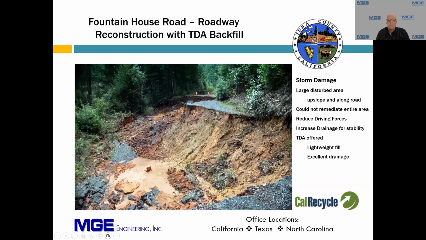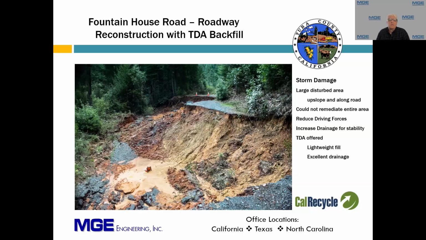So this is where the road failed, but this was part of a much larger landslide mass that went upslope from the roadway grade. Because of the size of the landslide at Fountain House Road, we weren't able to remediate the entire landslide mass. Because this is a rural road up in the mountains, we decided that the risk would be low if we just reconstructed the embankment. To do this, we wanted to remove any driving forces that would continue the downward movement of the landslide from the roadway grade below.